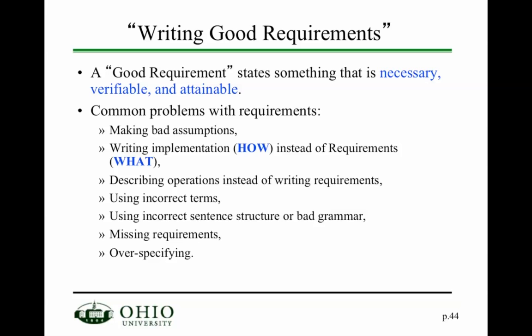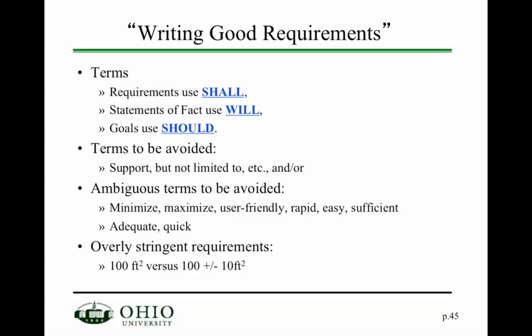Okay, the other one that's a common problem is that they describe operations rather than actual requirements. Use of incorrect terms, incorrect sentence structure, or bad grammar. They're missing requirements, other requirements that are not needed, or certain requirements are over-specifying it. If you're very over-specifying certain things, you may make your system not feasible any longer.